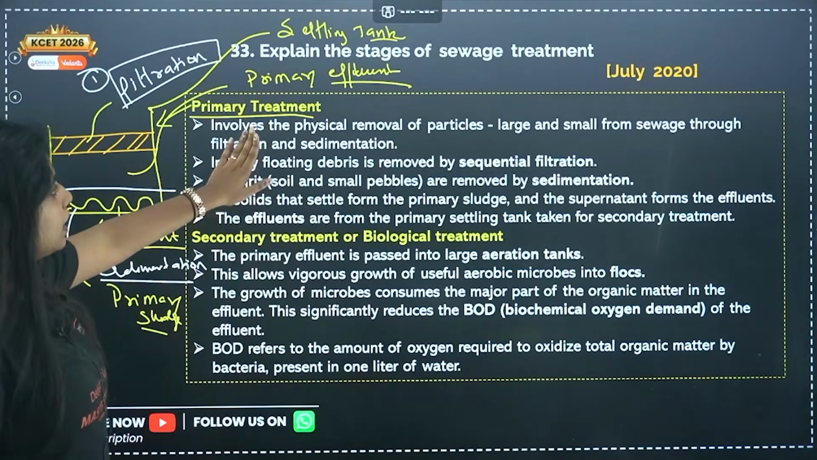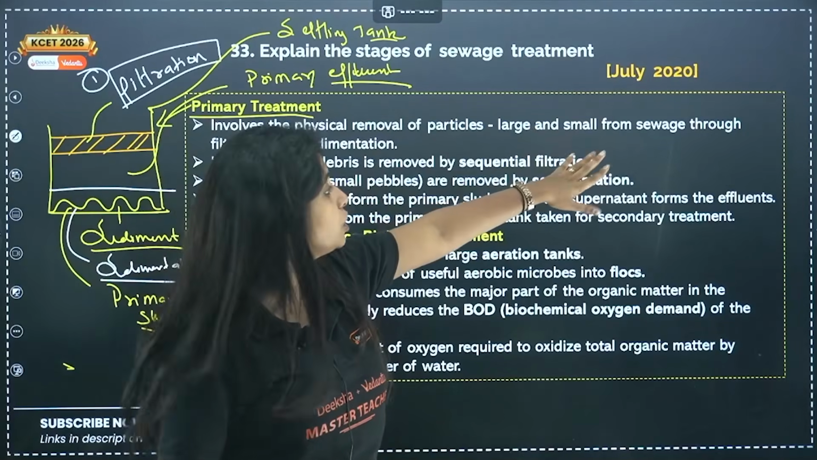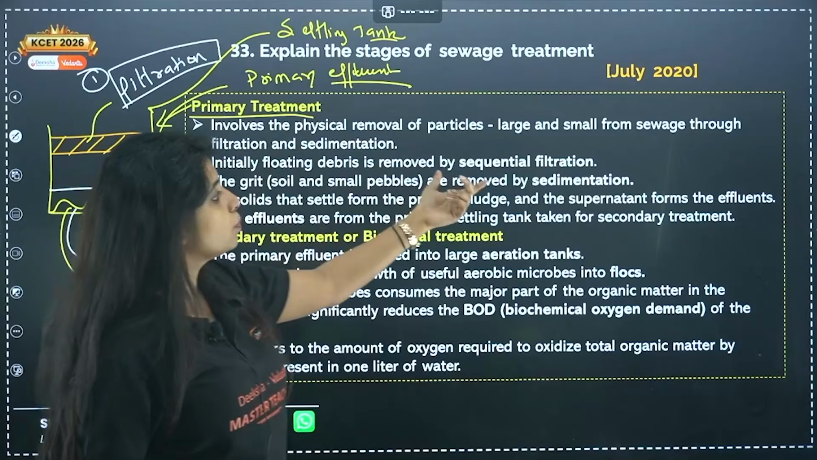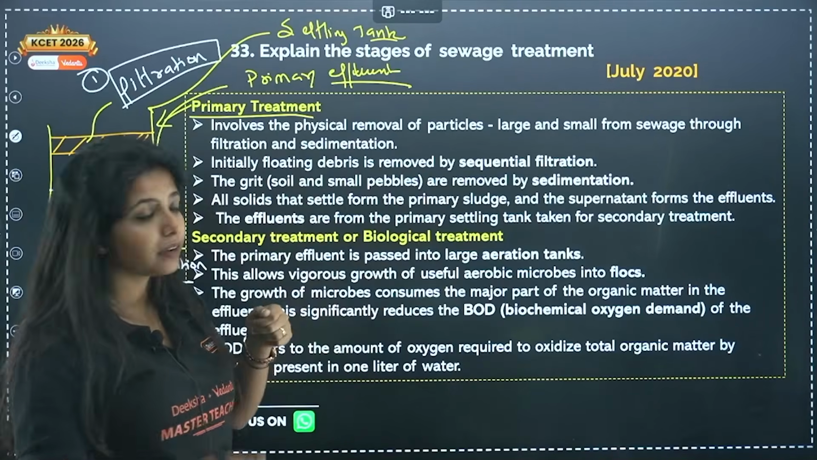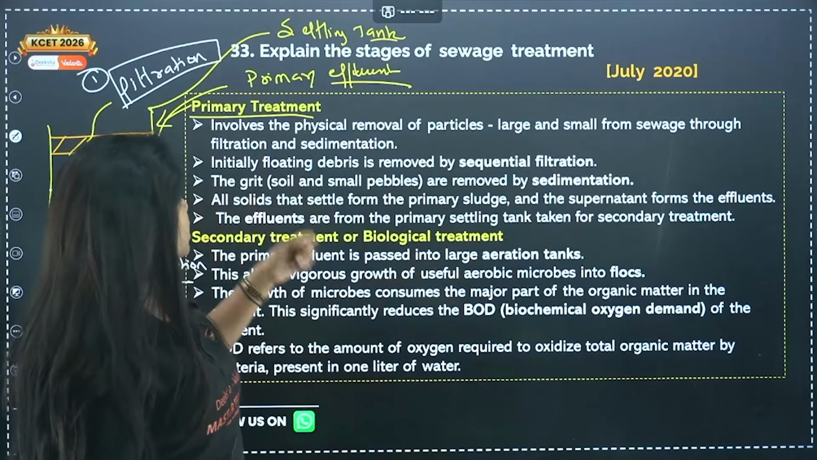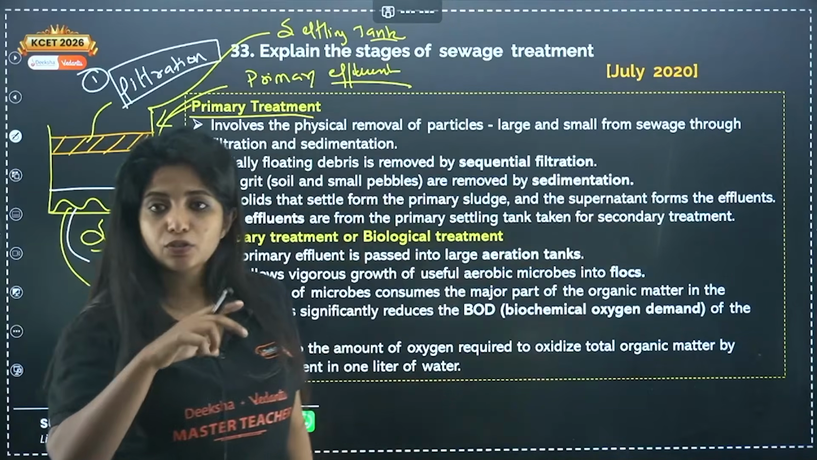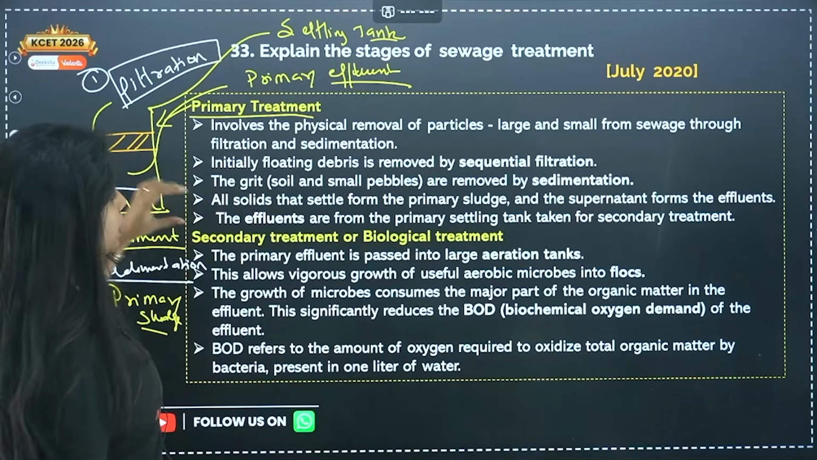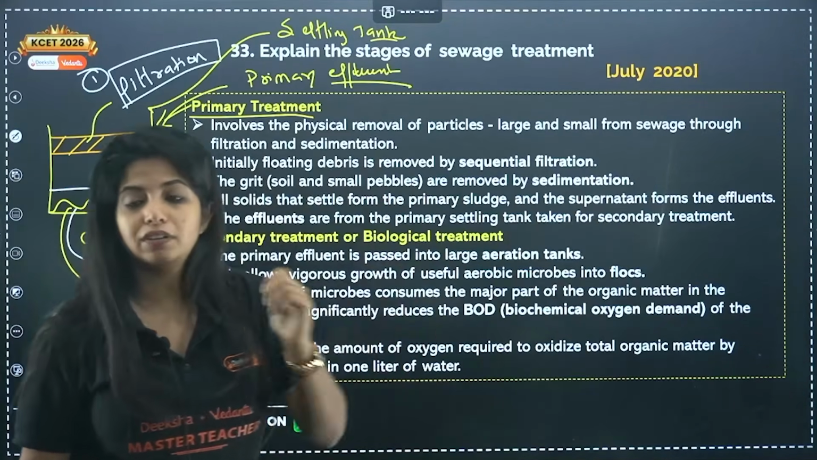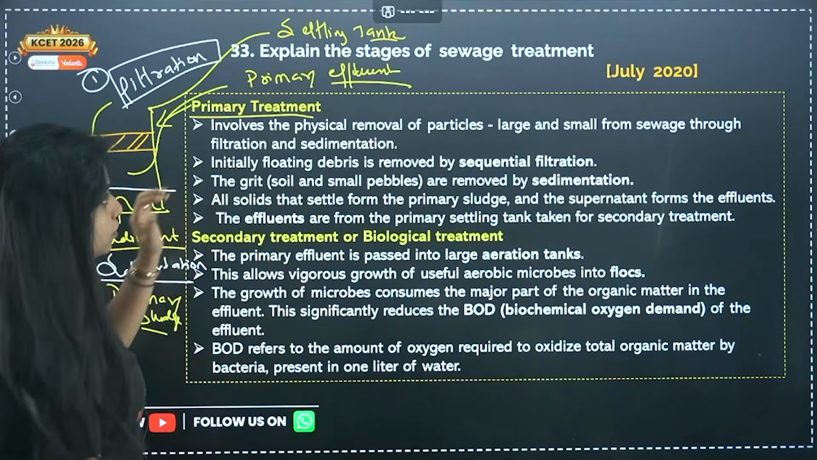So first, let me read it. Involves the physical removal of particles, large and small, from the sewage through filtration and sedimentation. Initially, floating debris is removed by sequential filtration, by filtering it out. The grit, soil and the small pebbles are removed by sedimentation. All the solids that settle form the primary sludge, and the supernatant forms the effluent. This is known as the effluent. The effluents from the primary settling tank are taken for secondary treatment. Okay, the primary effluent is taken to secondary treatment.